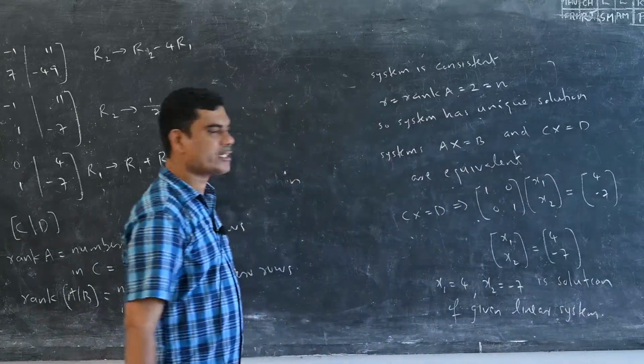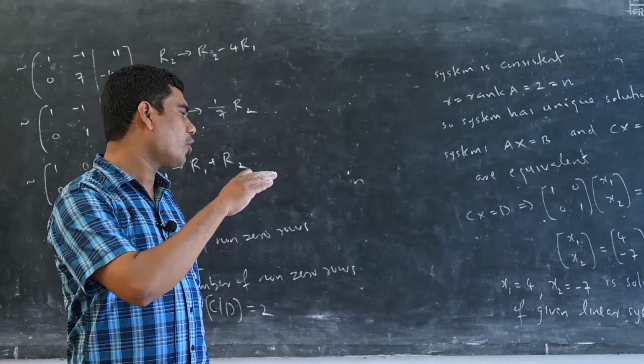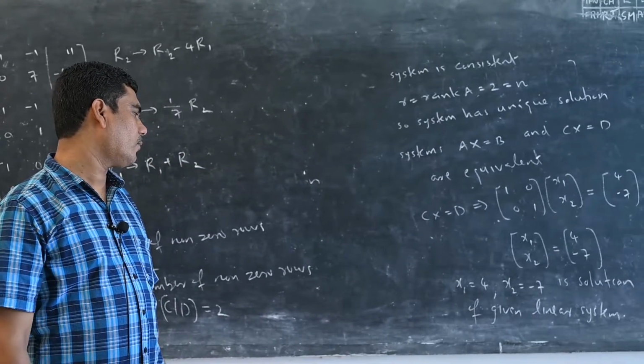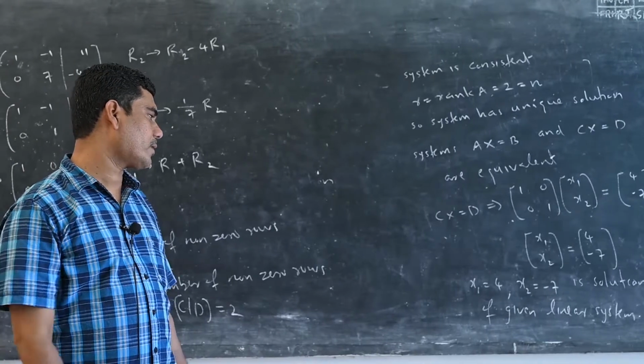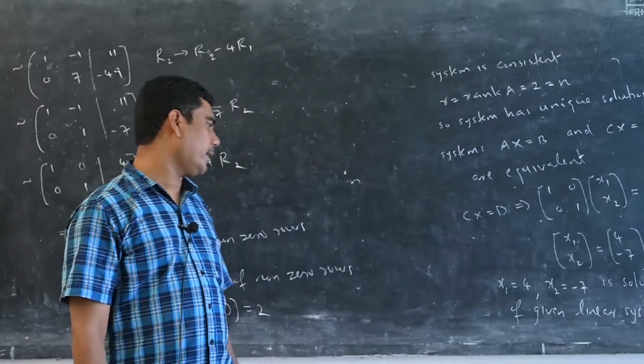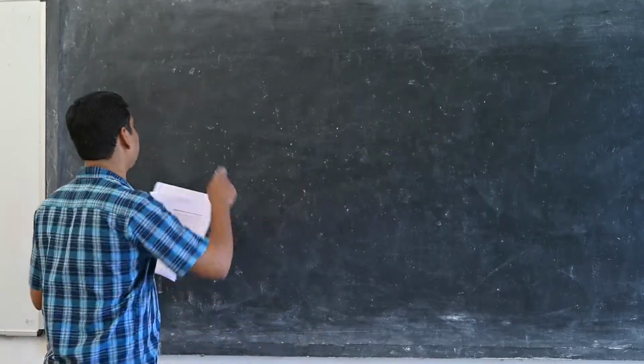x1 is equal to 4, x2 is equal to minus 7. This satisfies both equations in the given system together. So that is the solution of the given system of linear equations using Gauss-Jordan elimination.